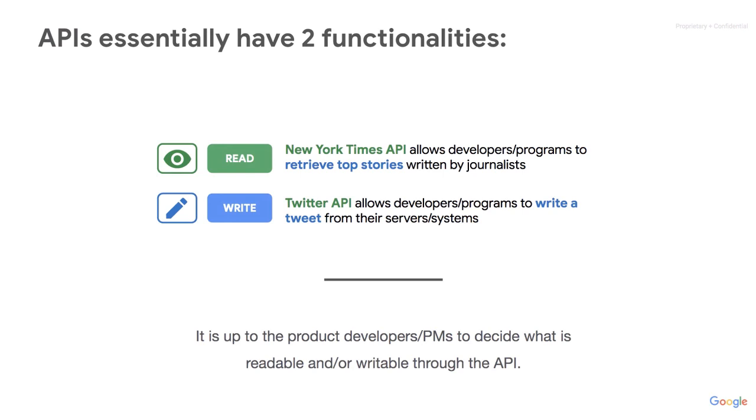Mainly we can separate APIs into two blocks, the read APIs and the write APIs. Here are two other examples that are really helpful to understand what they do in concrete terms. For example, the New York Times API on the read side allows developers and programs to retrieve top stories written by journalists, while on the right side you can check how the Twitter API allows developers or programs to write tweets from their server system. So remember that we have both read and write APIs.